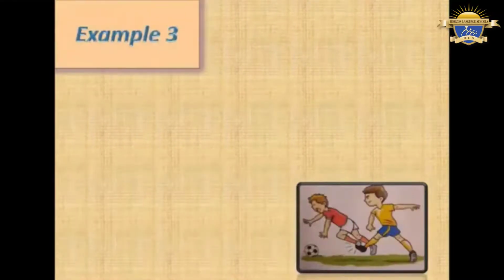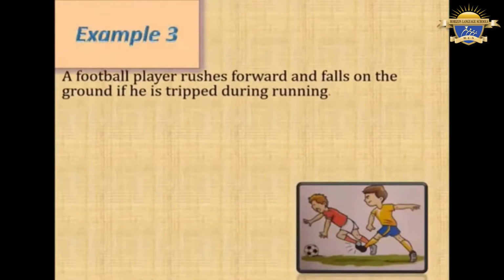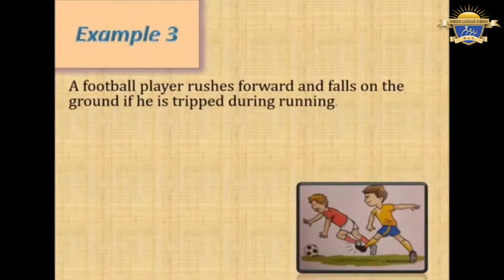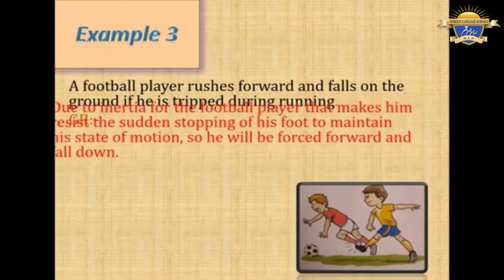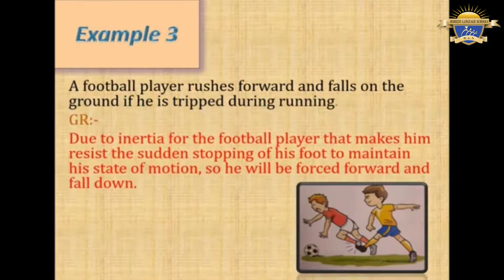Example number 3, a football player rushes forward and falls on the ground if he is tripped during running. Give reason why. Due to inertia for the football player that makes him resist the sudden stopping of his foot to maintain his state of motion, so he will be forced forward and fall down.